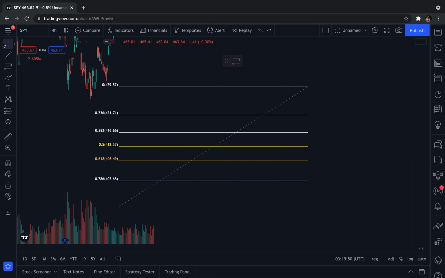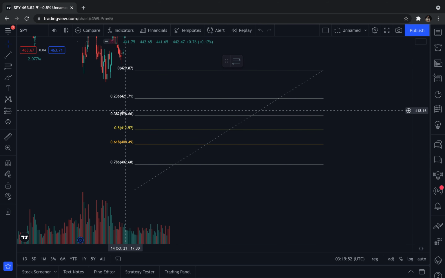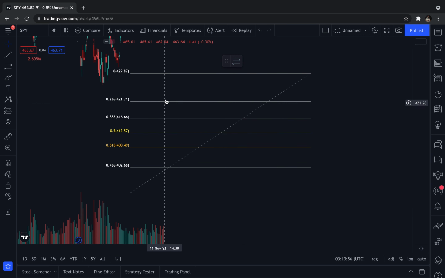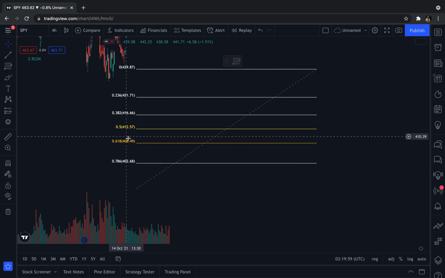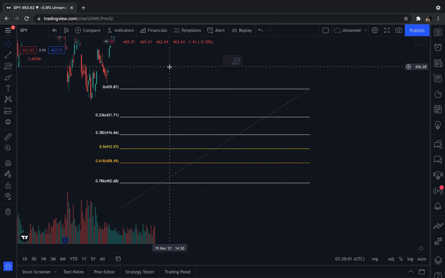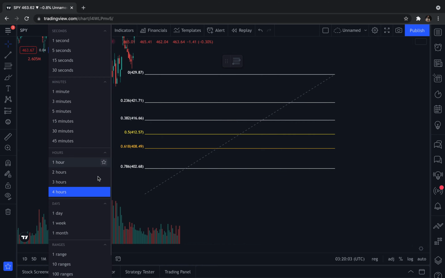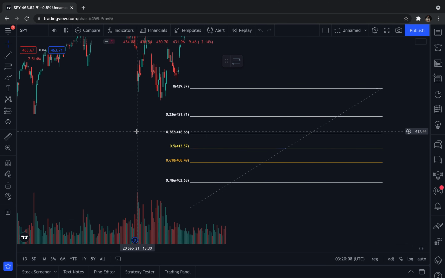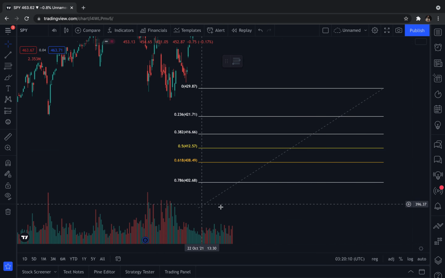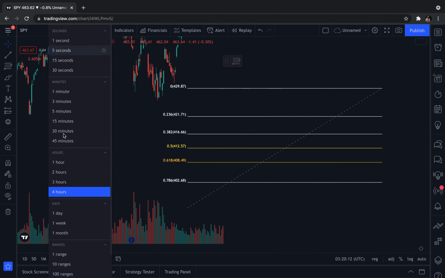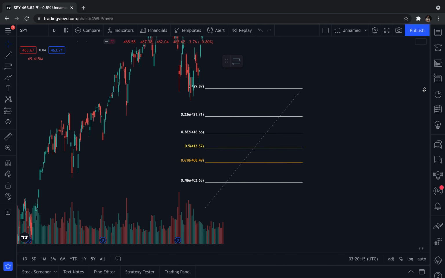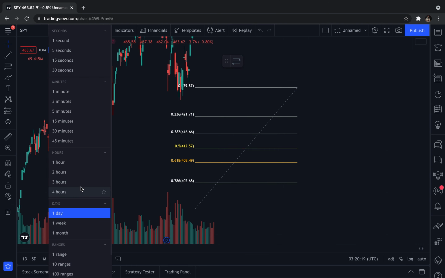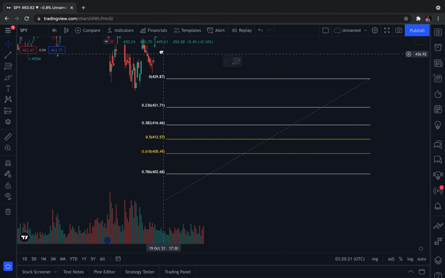Now, the 0.382 and the 0.236 are your short-term bounces, right? You could get those bounces, but they're not as strong as the 0.5 or the 0.618. Now, when I swing trade, I like to swing trade on the 4-hour when using the Fibonacci retracement levels. I've seen most success on the 4-hour while using the Fibonacci retracement levels. Now, of course, you could use a daily, right? The higher the time frame, the more meaningful these levels are going to be, right? But for now, we're going to stick on the 4-hour.